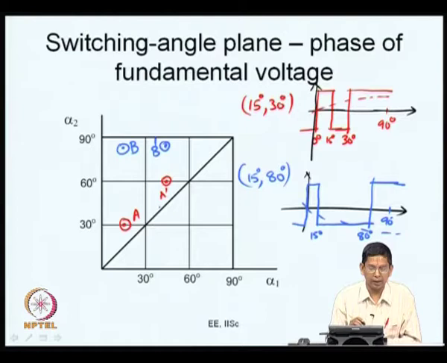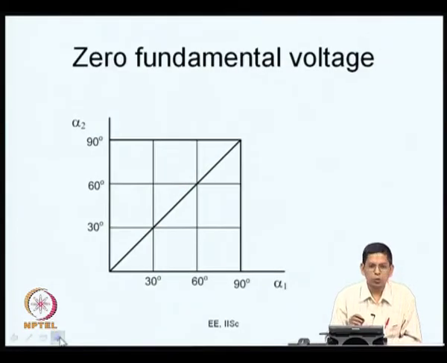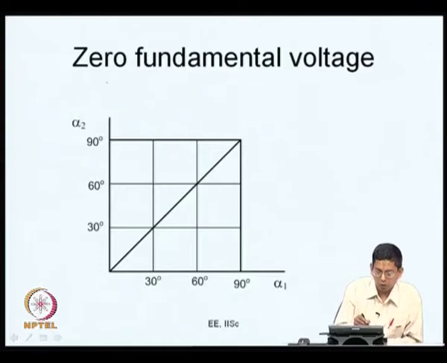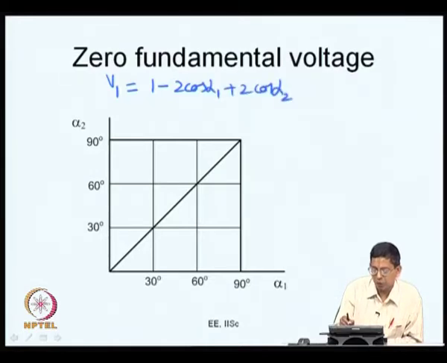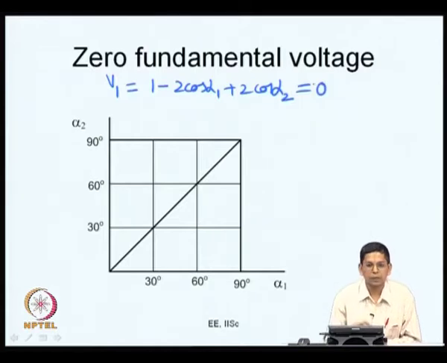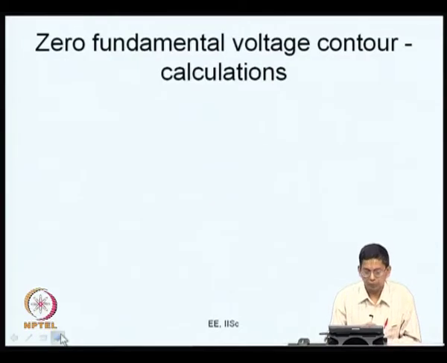Let us just look at that, because that could be the start of our exercise on controlling the fundamental voltage. Let us say I want the fundamental voltage V 1 to be equal to 0. What is my V 1? V 1 is equal to 1 minus 2 cos alpha 1 plus 2 cos alpha 2. This is the fundamental voltage, I want it to be 0. Let us see what we can do to get this here now. So, let us do a few calculations to do that now.